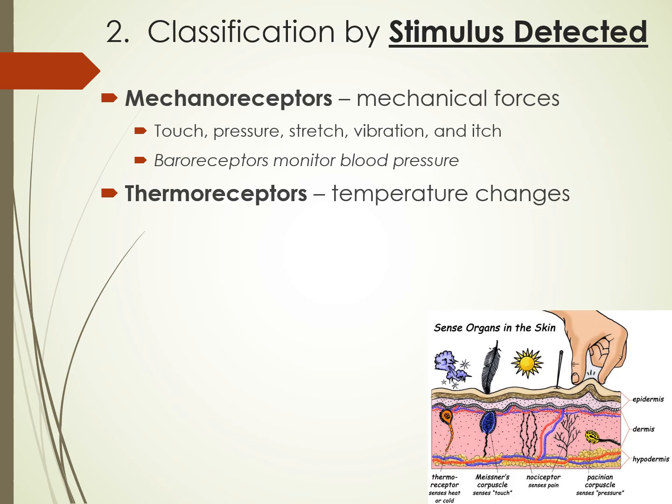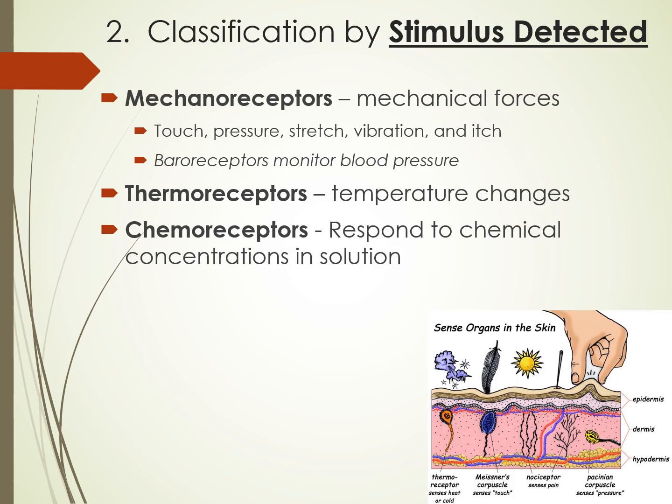So we also have thermoreceptors. These are the ones that pick up temperature changes, right? It's like thermoregulation; thermo meaning heat. And then we have chemoreceptors. Chemo, think chemical. These respond to chemical changes or changes in the concentrations in different solutions of the body. A lot of them are found in the blood, detecting the chemical concentrations in our blood, okay?